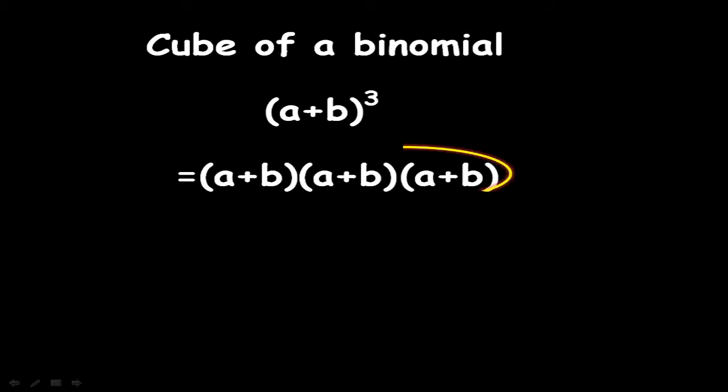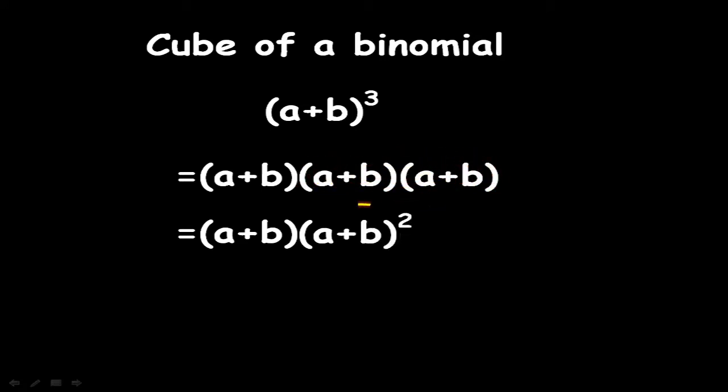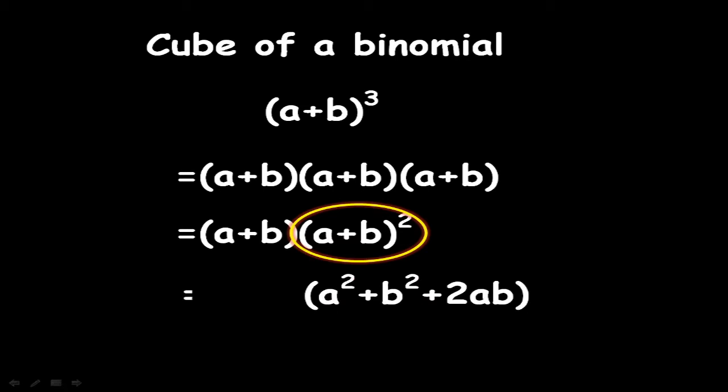Cube of a binomial connected by positive sign. Cube of a number, that is cube of a plus b, is a plus b times a plus b times a plus b, or we can say a plus b times a plus b square. Next we know the expansion for a plus b square, that is a square plus b square plus twice of ab.